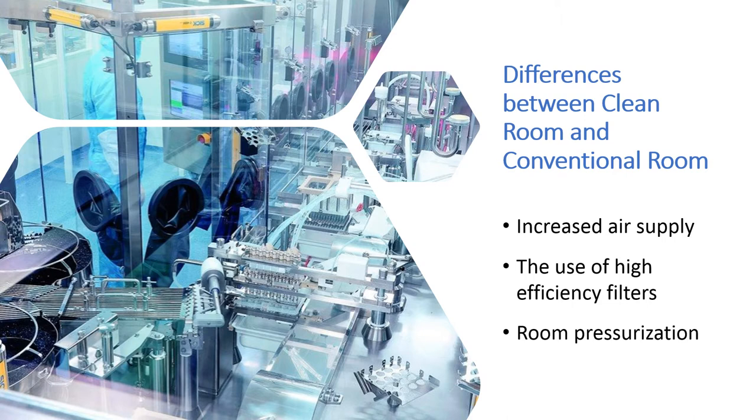And third, room pressurization. Room pressurization is mainly provided to ensure that untreated air does not pass from dirtier adjacent areas into the clean room. The clean room is positively pressurized with respect to the adjacent areas. This is done by supplying more air and extracting less air from the room than is supplied to it.